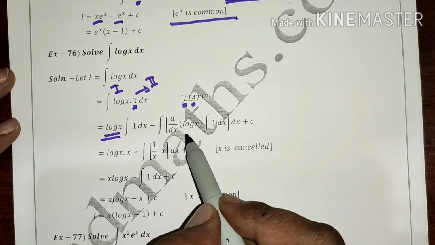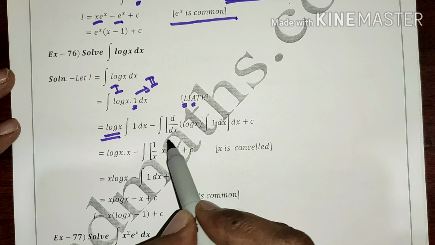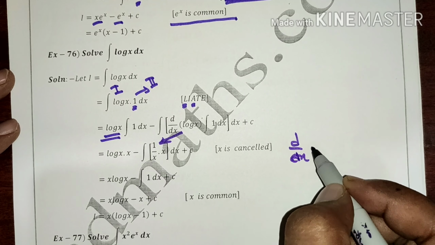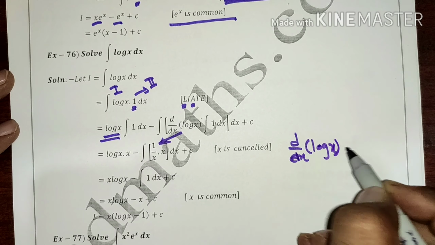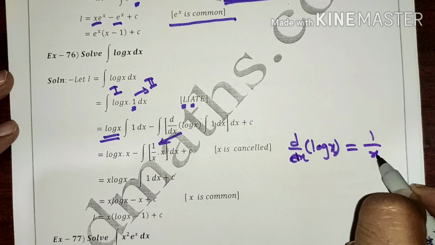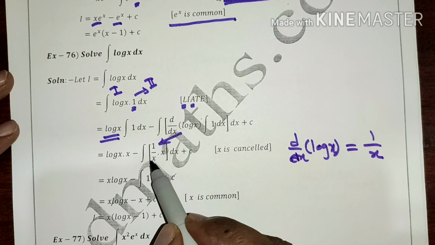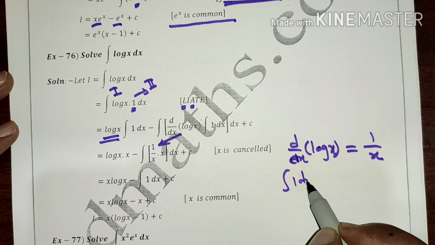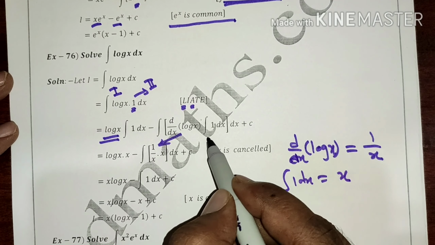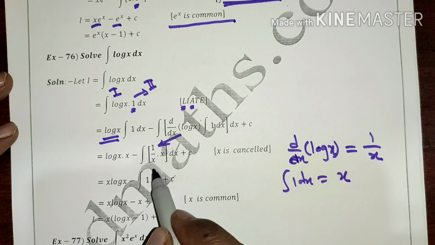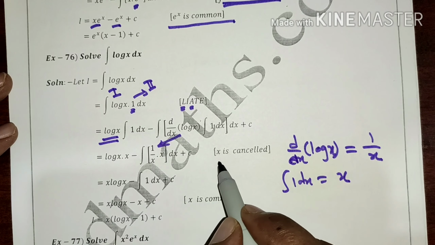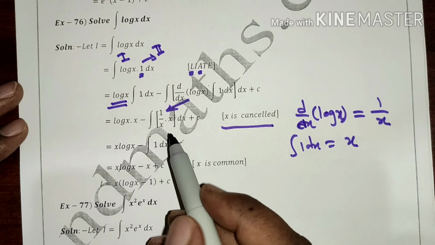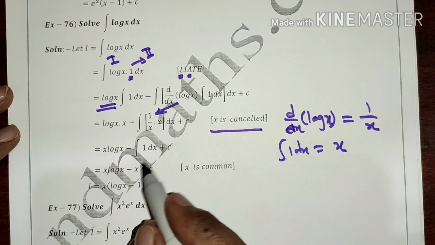And we already know that the derivative of log x is 1 upon x. Separately we can also write d by dx of log x, which is 1 upon x. The integration of 1 dx is x. This x cancels, so what is remaining is 1. The integration of 1 is x.